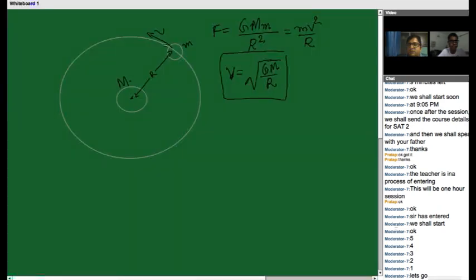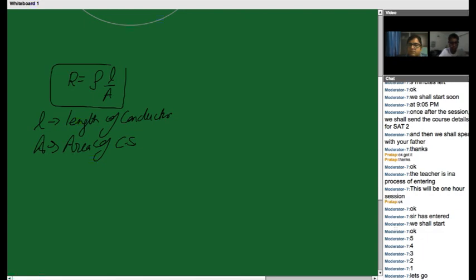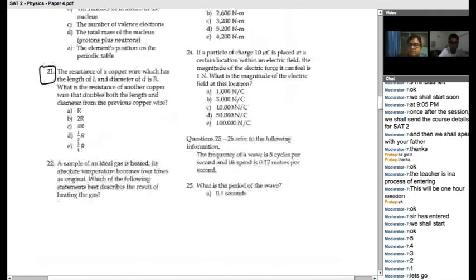See, there is a formula that you have to use: resistance R is equal to rho L over A, where L is the length of the conductor and A is the area of cross section. So you have to use this concept. Tell me the answer for 21. Okay. Length and diameter double means L and A is doubled. So resistance is 2R?